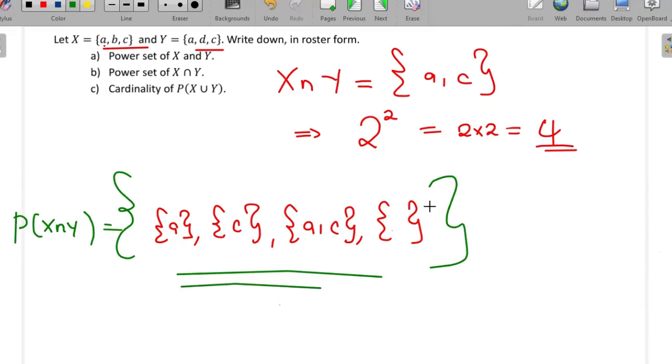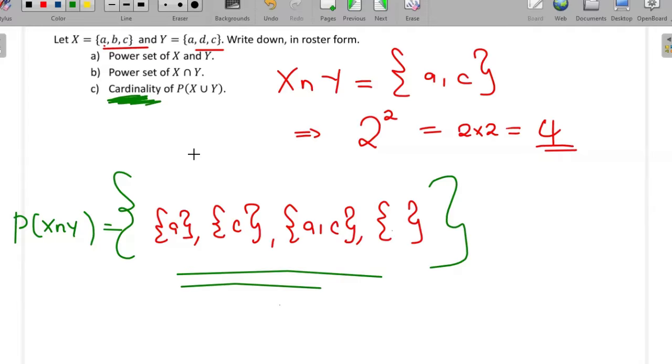If there are no questions, I'll move to the other one. They're saying find the cardinality of P, of the power set of X union Y. Find the cardinality of the power set of X union Y.